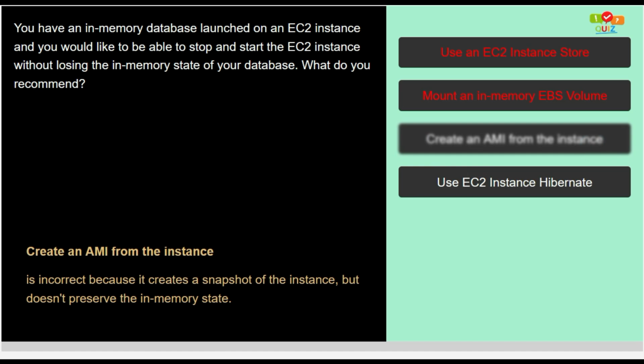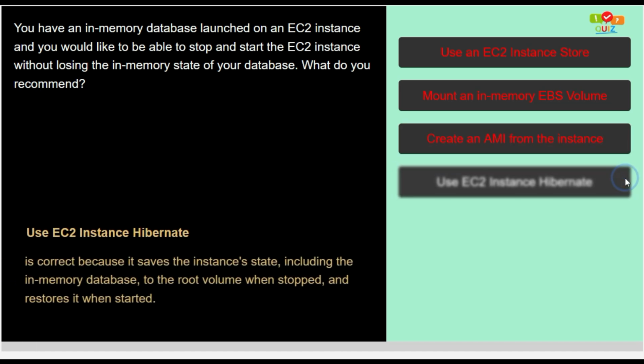Let us go to option number 3. Create an AMI from the instance. This option is also incorrect. Why? Because it creates a snapshot of the instance but doesn't preserve the in-memory state. Right? So this is also the wrong answer, option number 3. Lastly, option number 4.